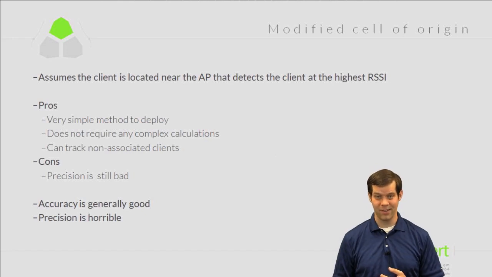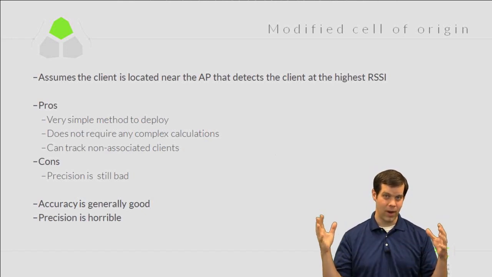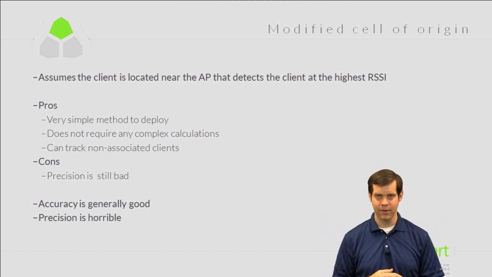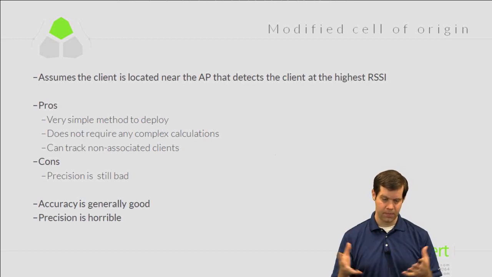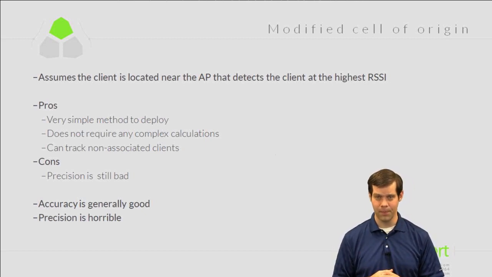Cons on this, precision is still going to be pretty bad. Well, it's not quite as bad as it could be with the regular cell of origin, but it's downright bad. So accuracy, again, is going to be generally good because it's going to place it closer to the AP that hears it the loudest. So again, decent accuracy, but the precision, again, is just going to be horrible. So not a great method to use.